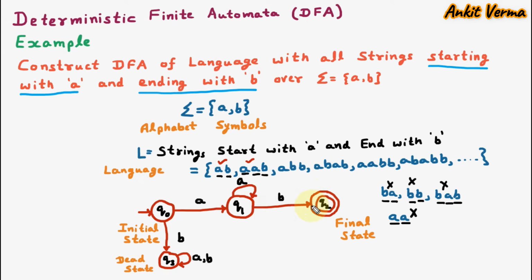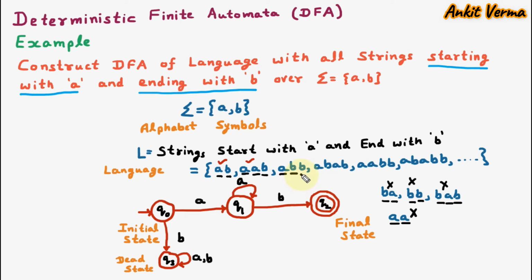Now for Q2, we are going to create the transitions for A and B. For that, I am taking the string ABB. When the first A is coming, from Q0 for A we go to Q1. Then for B, from Q1 we go to Q2.